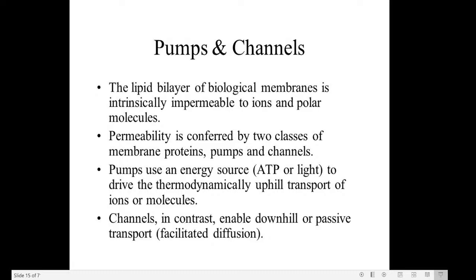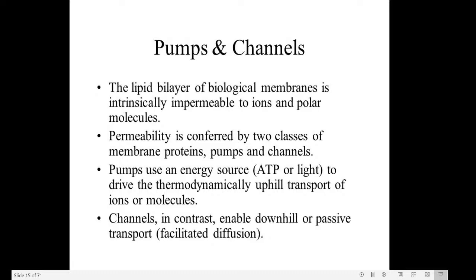This layer is intrinsically impermeable to ions and polar molecules, right? Because the cell membrane is made up of non-polar tails, so it is impermeable. So we have two types of membrane proteins: pumps and channels.